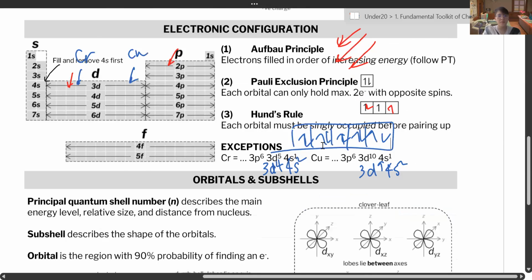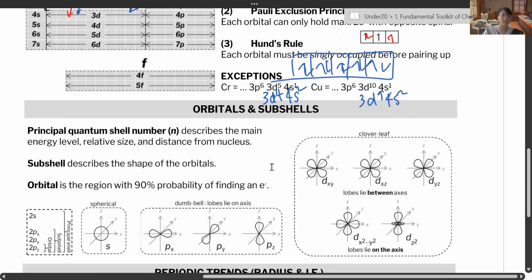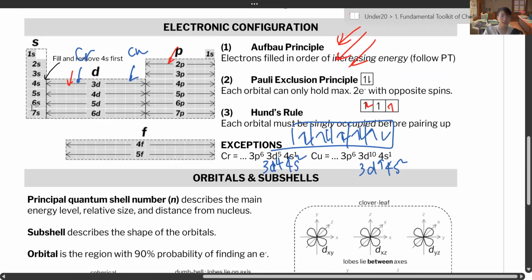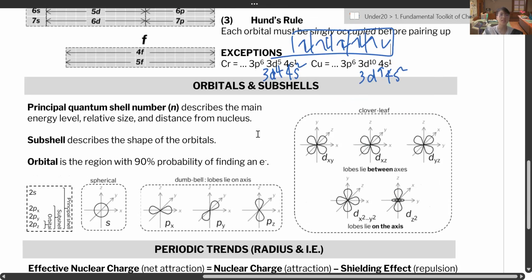So the next part that we're moving on to is about orbitals and subshells, which is quite simple because it's just drawing, right? So the principal quantum shell number is these big numbers here, 1, 2, 3, 4, 5, 6, 7, and they tell us the main energy level, relative size, and the distance from the nucleus. So a larger shell number relates to a higher energy level, a larger size, and a greater distance from the nucleus.